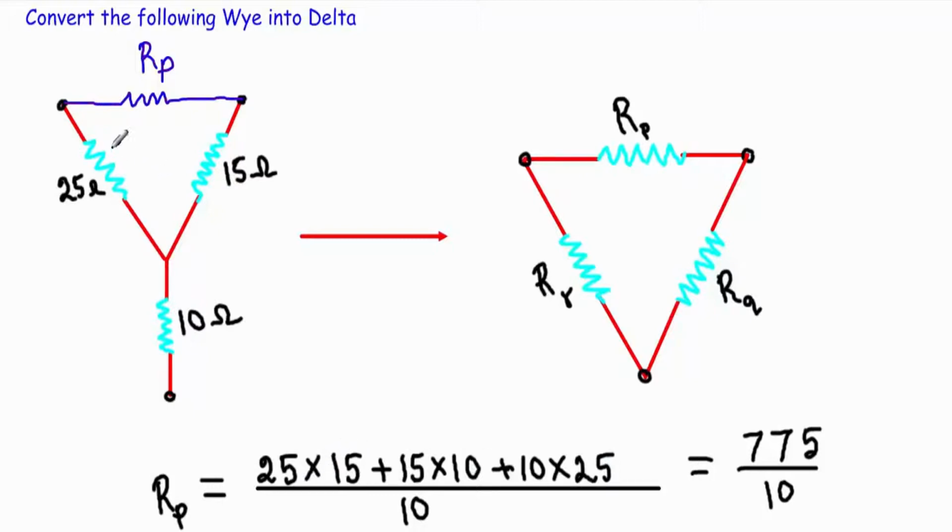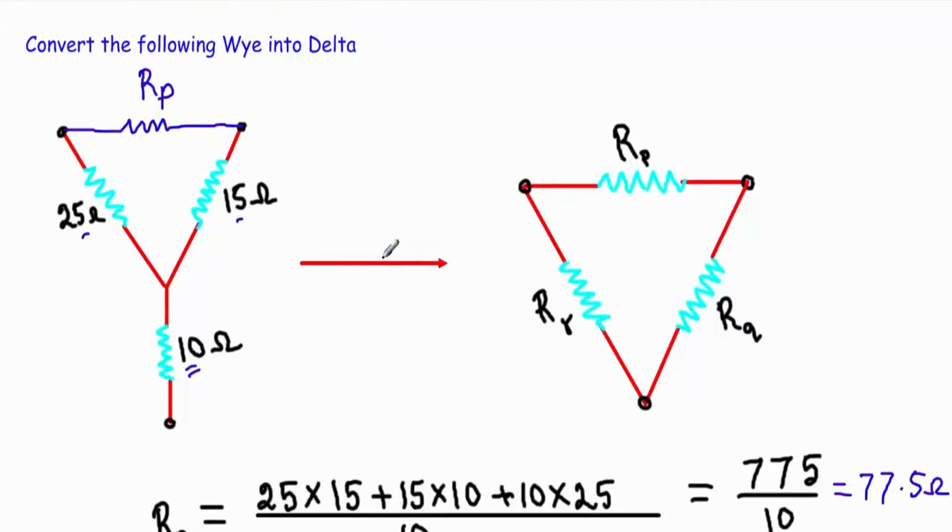After that I will take the resistance that is not adjacent to this Rp. Here this 25 and this 15 ohm are adjacent, and this 10 ohm is far away from this Rp. Therefore I will divide this sum by 10. So I will get 775 divided by 10, which will be equal to 77.5 ohm.